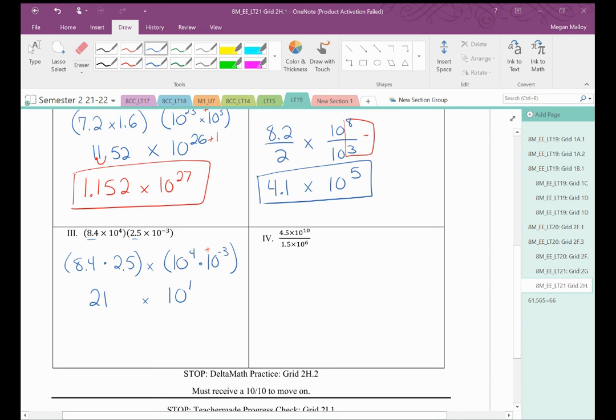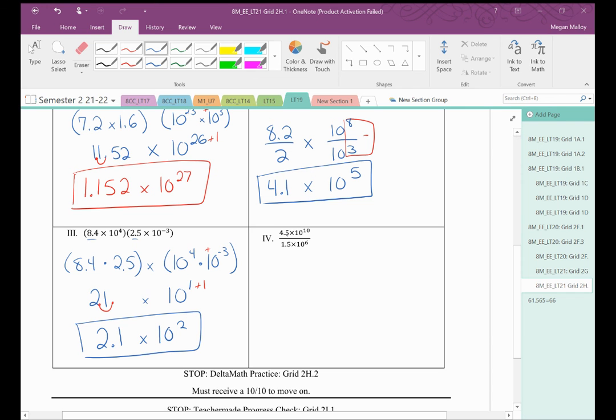Now here I have 21 times 10 to the 1st. Obviously 21 is not between 1 and 10. So my decimal is located at the end of 21. I will move it one place to the left, which means I have to add 1 to my exponent. And so I get my answer of 2.1 times 10 squared.